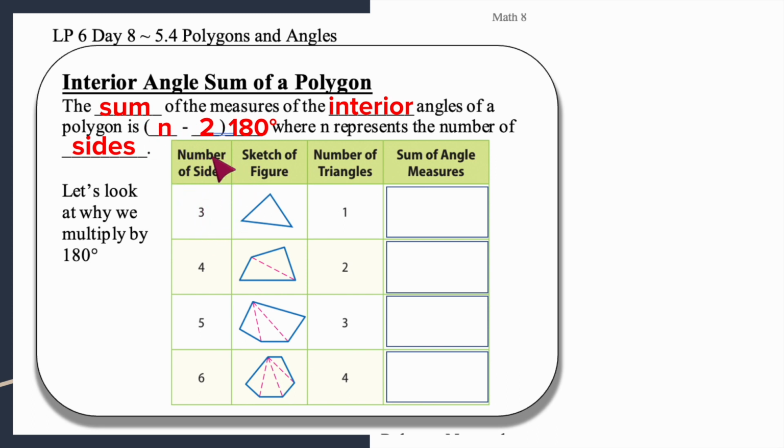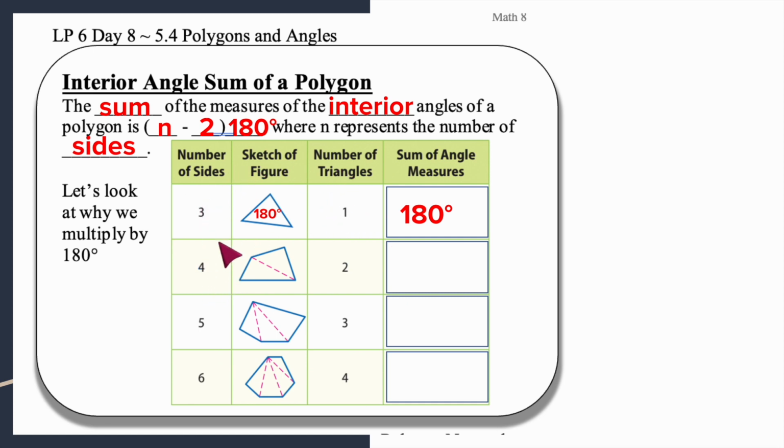So if we have a figure that has 3 sides, which I think we all know is a triangle, then it has one triangle. And we learned, I think a lesson or two ago, that the angles of a triangle add up to 180 degrees. So one triangle means we have 180 degrees. So the interior angle sum is simply 180. If we look at the formula here, if I have the number of sides as 3, and I say 3 minus 2, I get 1. So it's telling me there's one triangle.